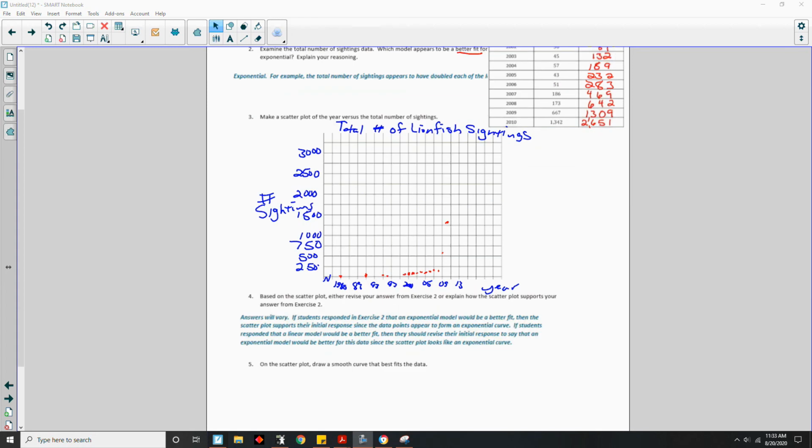So obviously answers will vary here. If you said linear, then you would have to make your changes. If you said exponential, the choices you made, the reasons might be different as well. So these answers will vary, but here's an example.